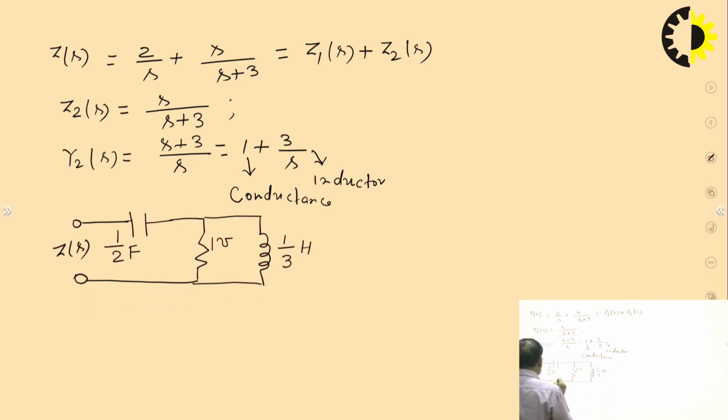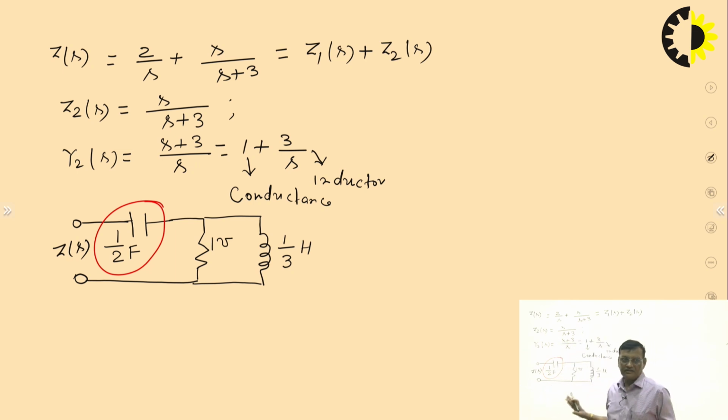So the whole network is: impedance of capacitance 1/2 farad, then the conductor of 1 mho and the inductor of 1 by 3 Henry. This way we can get the required network or circuit by decomposing the given network function using any of the 4 methods. In some functions, we just take the combination of these four methods.